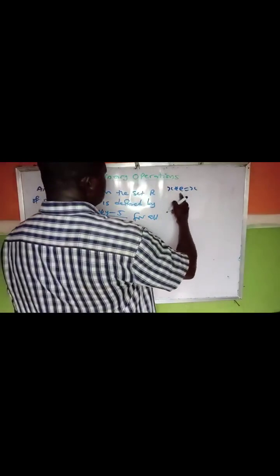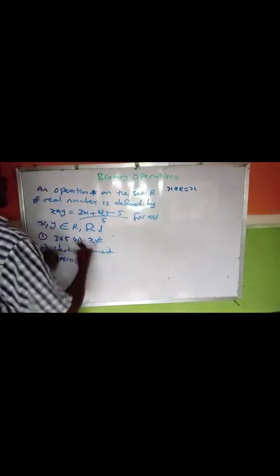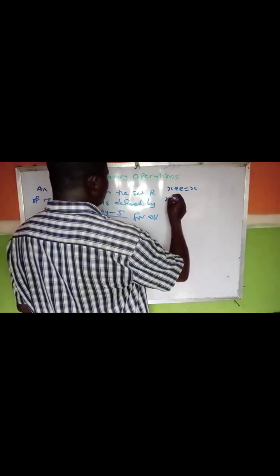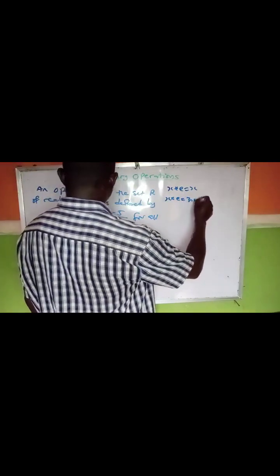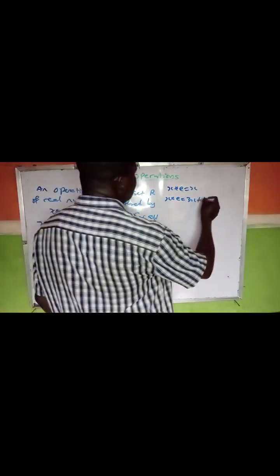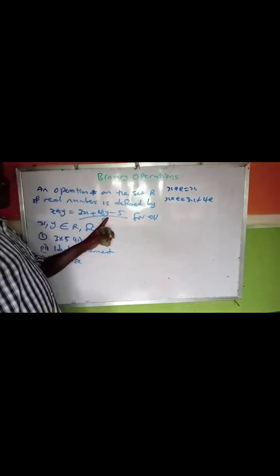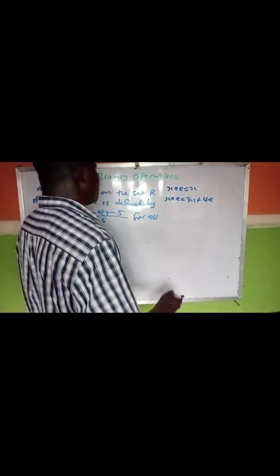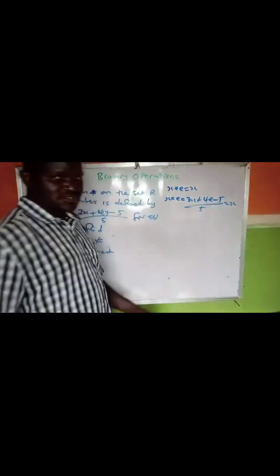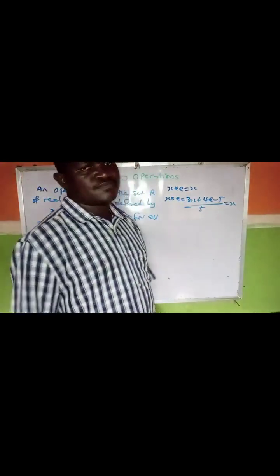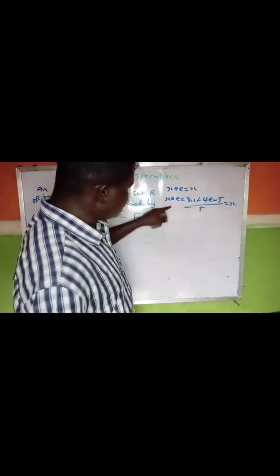Now, this identity element, you combine with x to give you this. So you replace y with e. So here you are going to write this one like this: (3x plus 4e minus 5) over 5 equal to x. So that's it. You will equate it to x. That's the identity element.